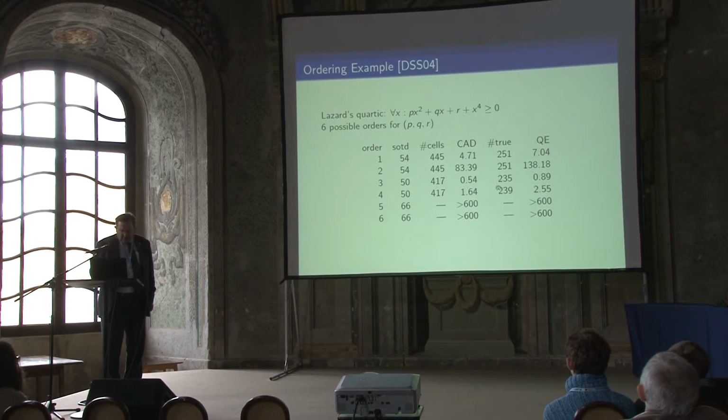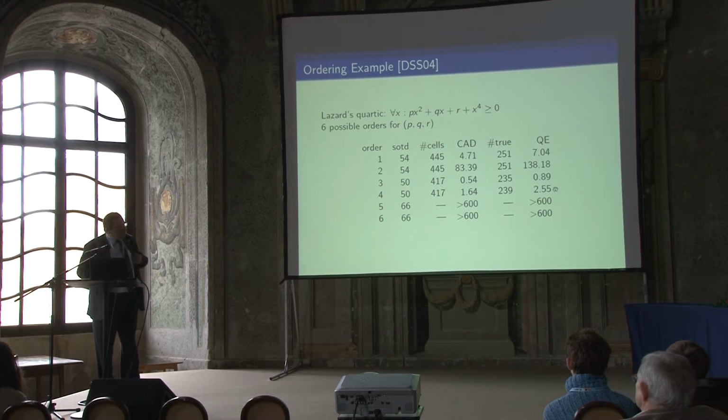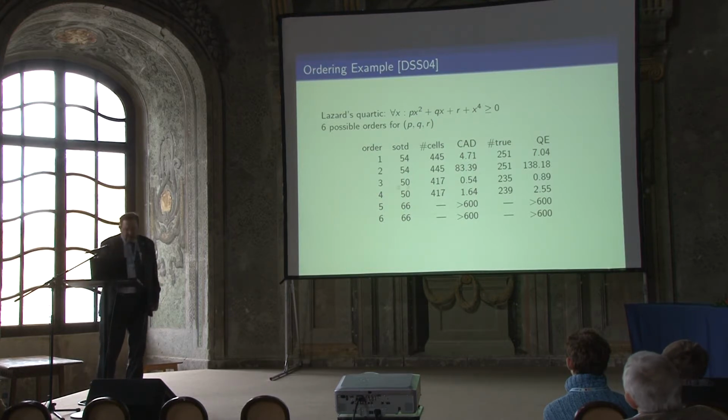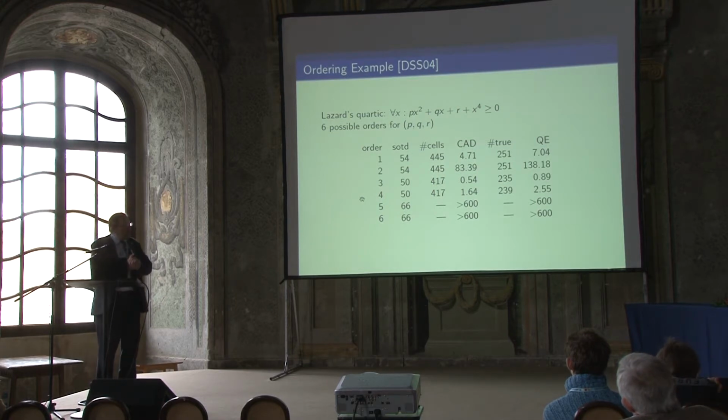Of those, some number of cells are true, and we can solve the quantifier elimination problem in 0.89 seconds or 2.5 seconds. If you choose the ones with an SOTD of 54, you get slightly more cells, but much more time. And notice again that though the SOTD is the same, the time differs quite a bit. And for the other two orders with a bigger SOTD, they actually ran out of the 5 minutes of compute time. So there's an example in practice where the order really matters.